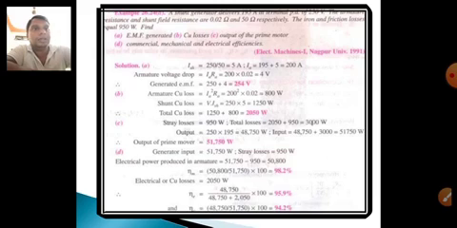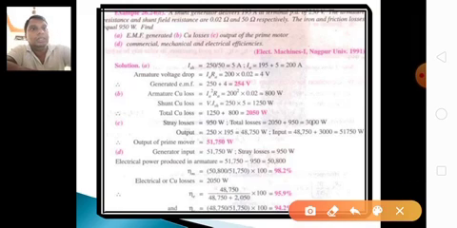Next, what is the voltage drop? So what is the formula? The generated EMF formula is Eg equal to V plus Ia Ra. Here 250 is V, and here it is 4, meaning the Ia Ra drop. Ia is given already, 200, and Ra is 0.02. So we get the value of 4.